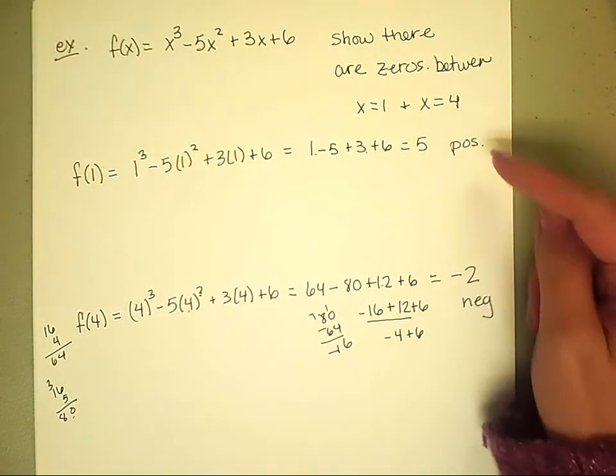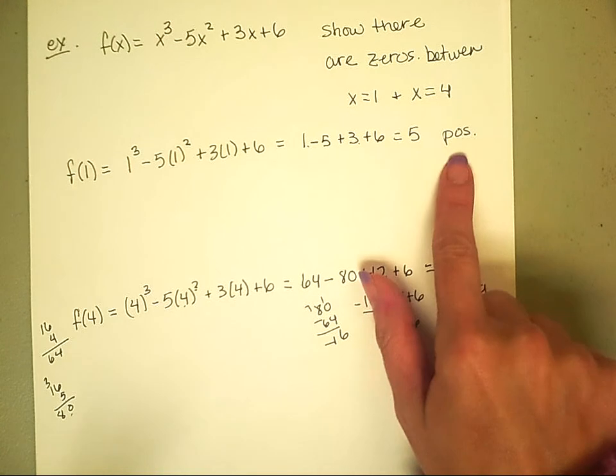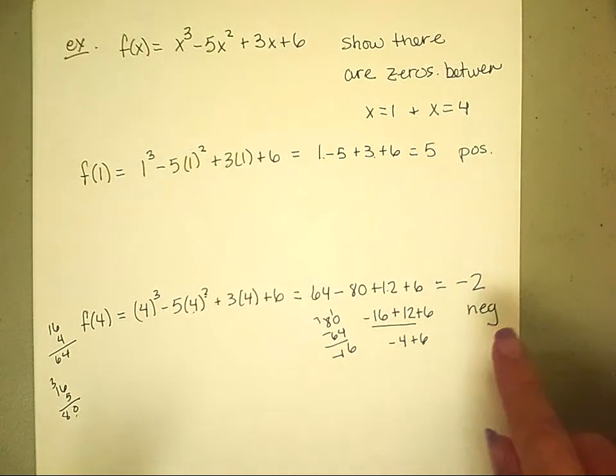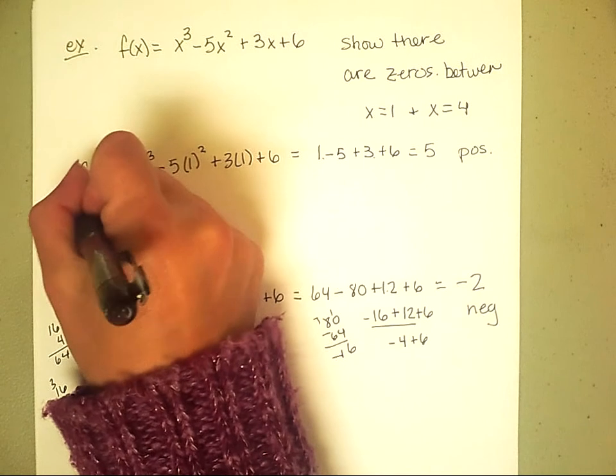Okay. So these are the two bounds they've given us. So when I take 1 and evaluate it in the function, it's positive, and when I take 4 and evaluate it in the function, it's negative. So now I know that there's a 0 in between here. At least 1. There could be more.